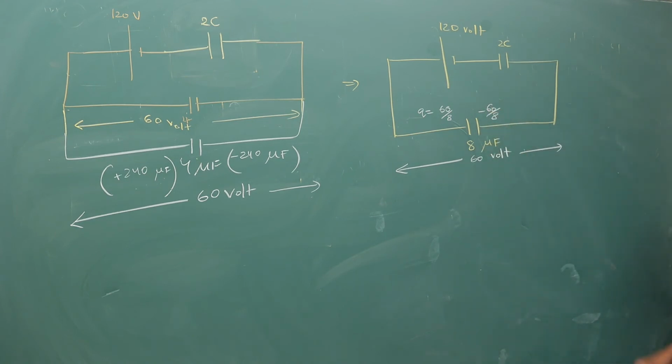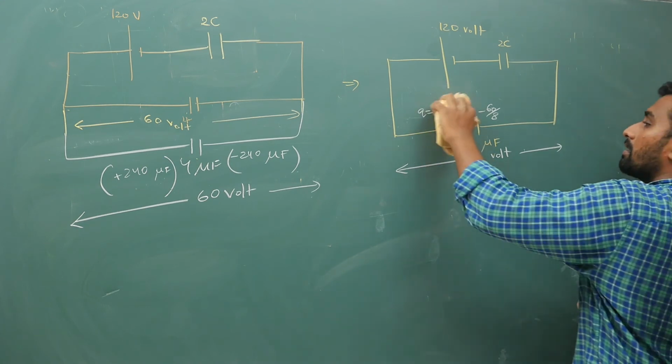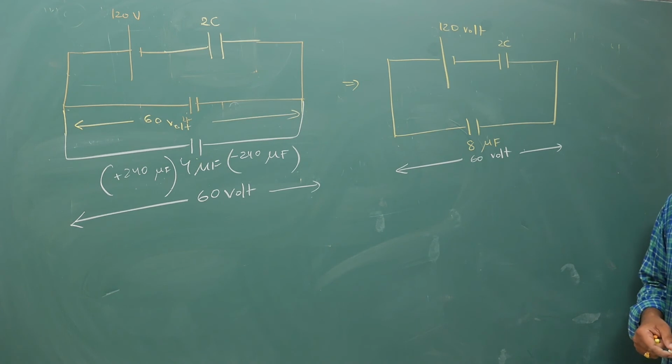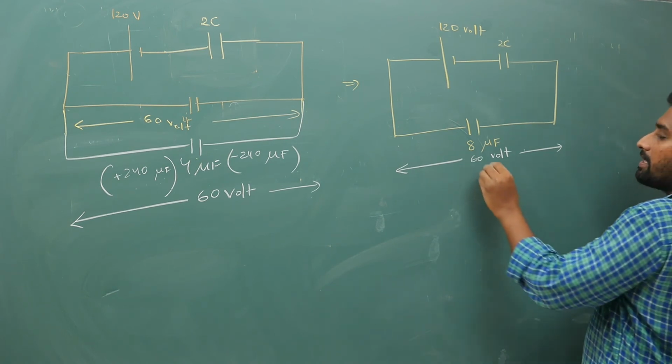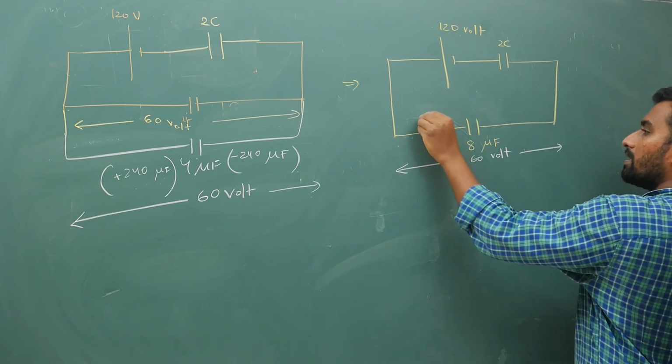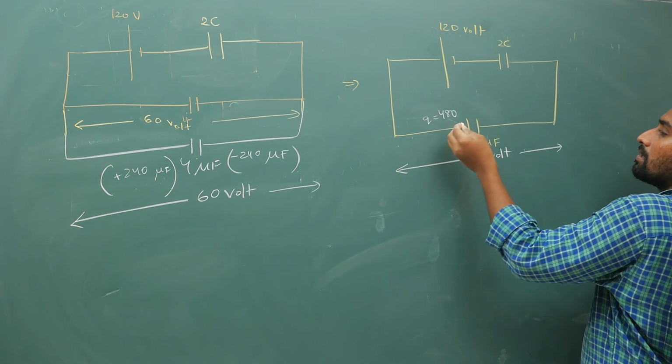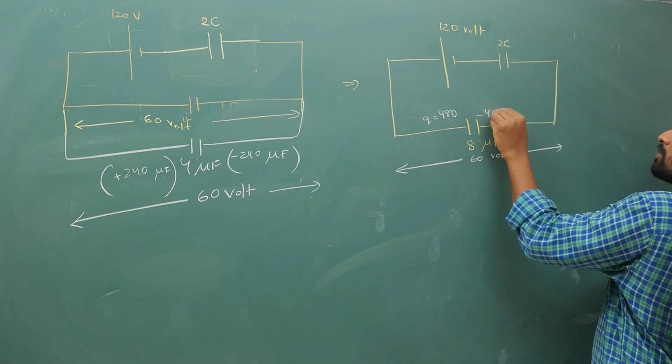Your Q is C into V. What is that I am doing? I have gone a little out of mind. Late night recording effect. So you have 8 microfarad and 60 volt. Your Q is C into V. So 8 6s are 48, so it is 480, minus 480.